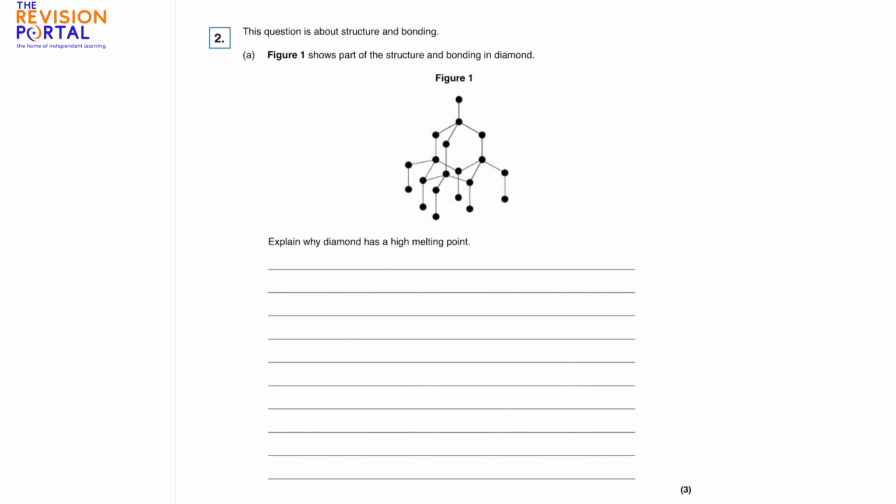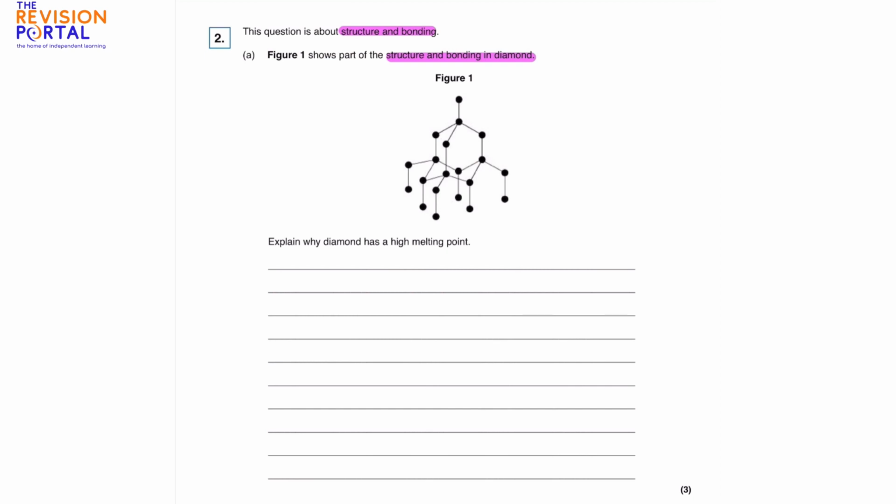First of all, let's read through the question together. It says, this question is again about structure and bonding. So we know that we definitely need to talk about the bonds present in diamond. Figure 1 shows parts of the structure and bonding in diamond.